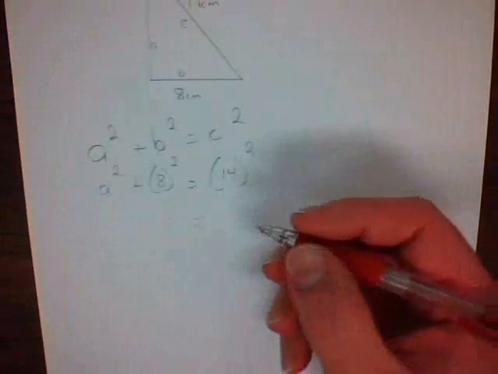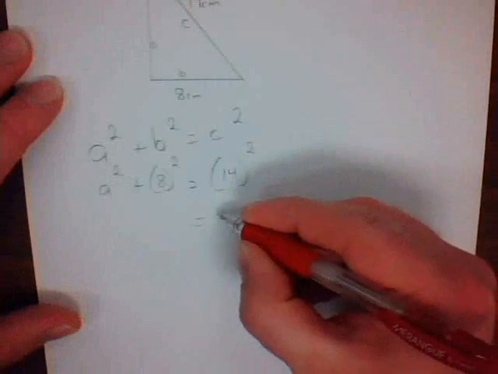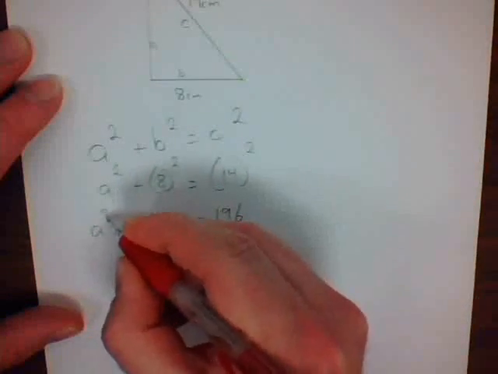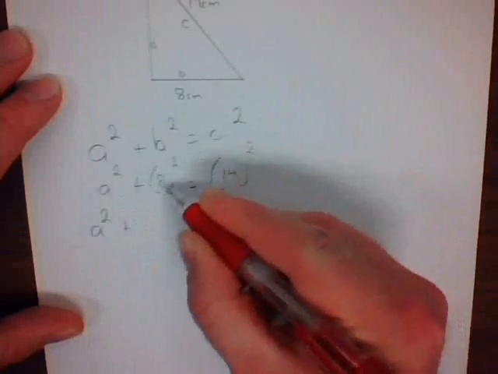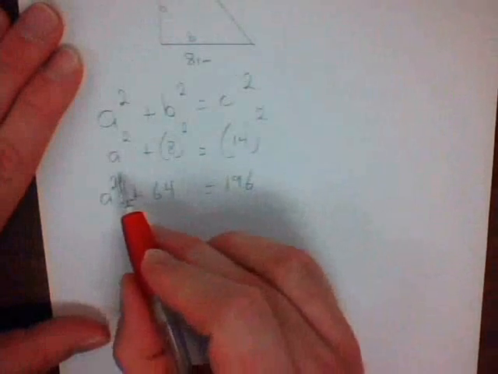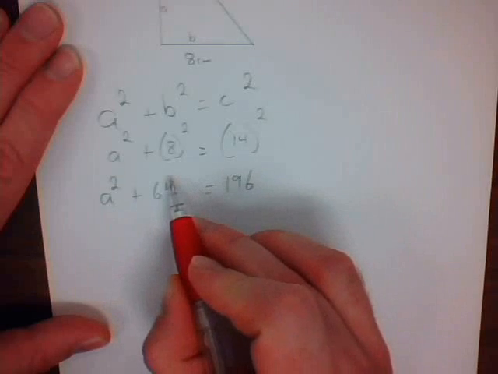We can calculate 14 squared, which comes out to 196. Can't do anything with a squared, but we can simplify this. Now we need to get a by itself. We've got two things to get rid of. We have the square and the adding 64.